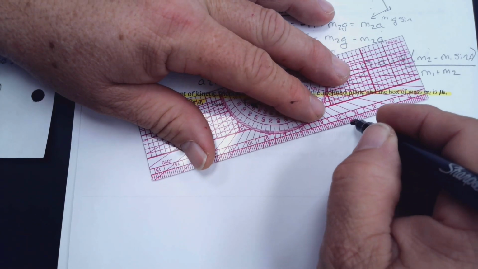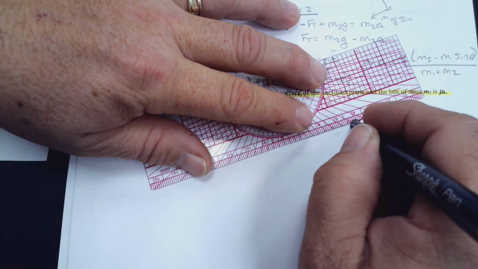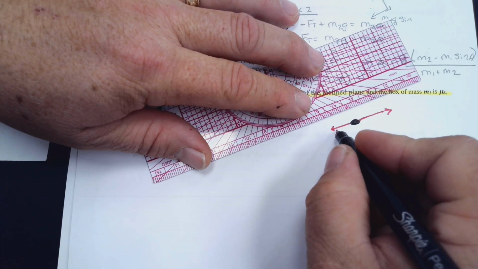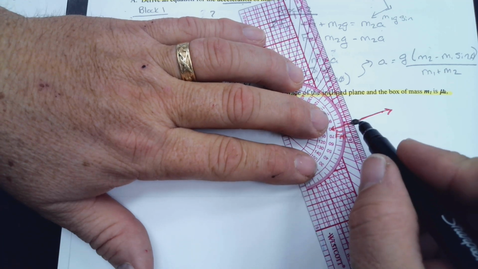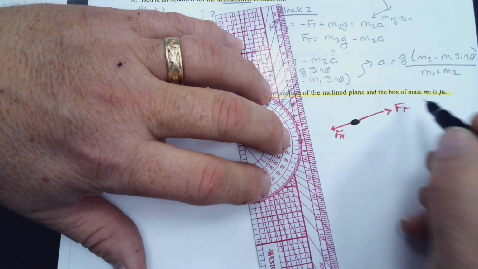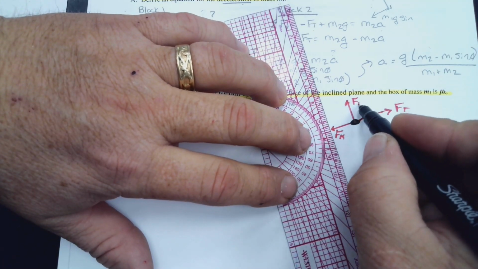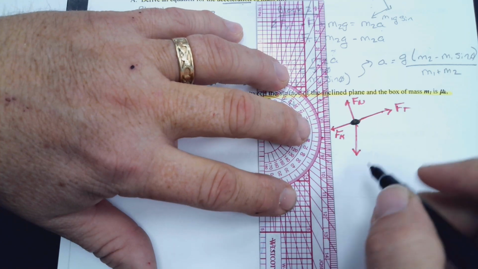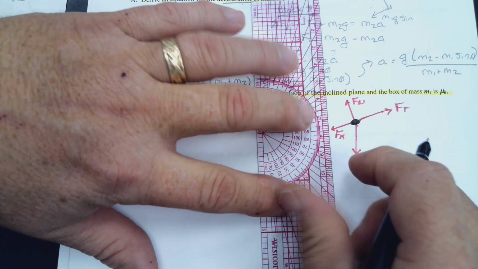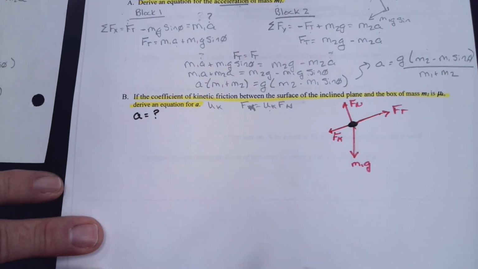I now have added in, I still have my F of T, but opposing it is my kinetic friction. And I know I have movement because it's kinetic. So this can't be greater than my F of T. That vector can't be greater because it is moving. I still have my normal force. And I still have going straight down mass 1 times g. So really I've just added in one more variable to my situation.